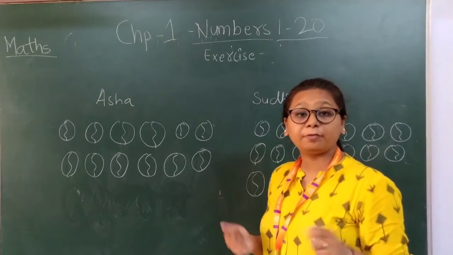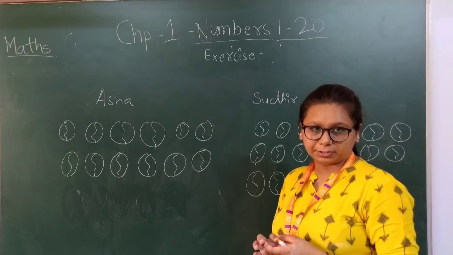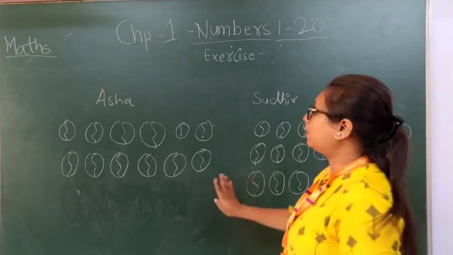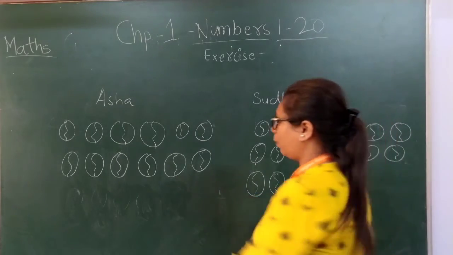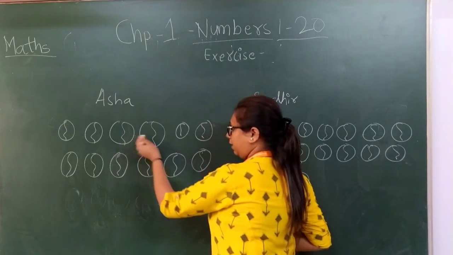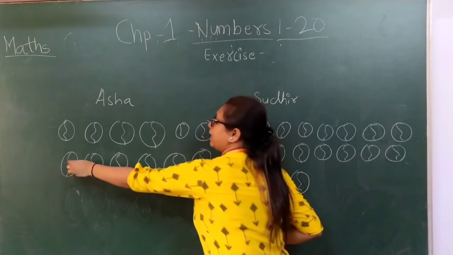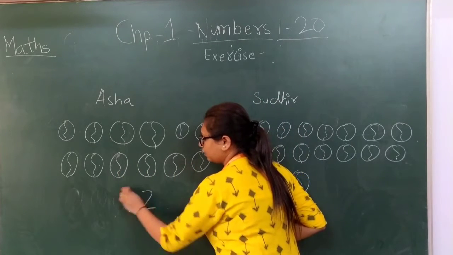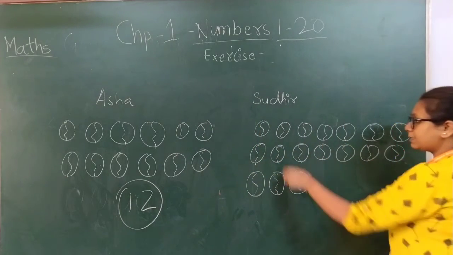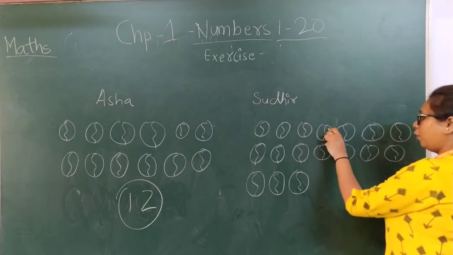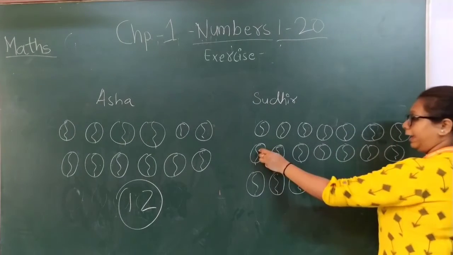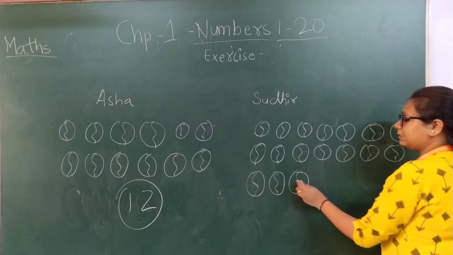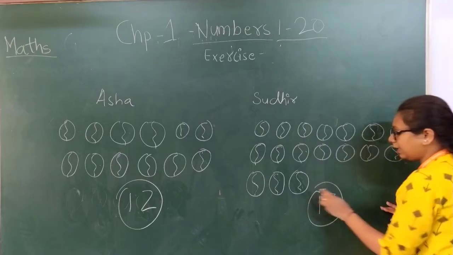Okay students. So now moving forward, we move to comparing numbers. Okay. Now you can see there are two kids, Asha and Sudhir, right? Now Asha has 12 balls. See, 1, 2, 3, 4, 5, 6, 7, 8, 9, 10, 11, 12. Asha has 12 balls. Okay. Sudhir has 1, 2, 3, 4, 5, 6, 7, 8, 9, 10, 11, 12, 13, 14, 15, 16, 17. Sudhir has 17 balls, right?